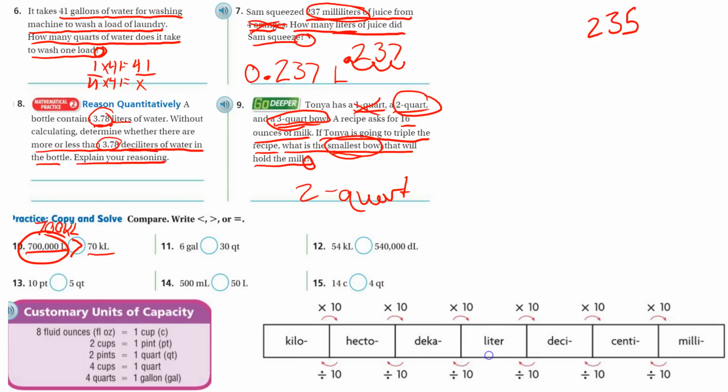Let's do a customary unit of measure. Here we have gallons and quarts. It's 4 to 1. 4 won't go into 30 evenly, so I'm going to change them both to quarts. I just multiply: 1 gallon is 4 quarts, so 6 gallons would be 4 times that. So this would be 24 quarts, and 24 quarts is less than 30 quarts.